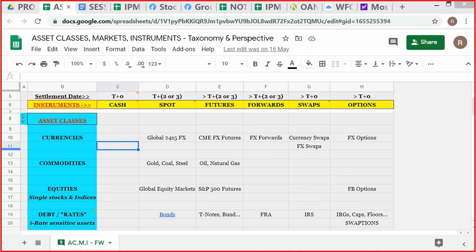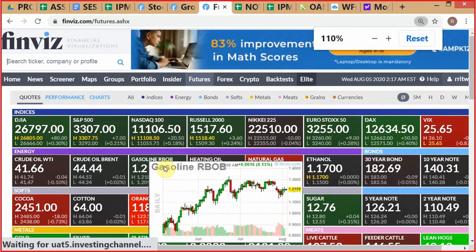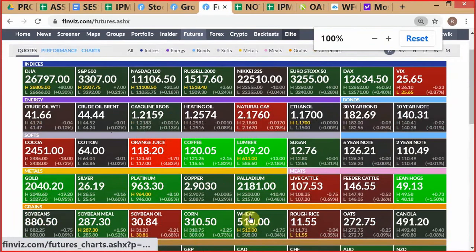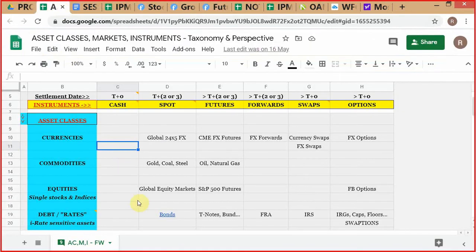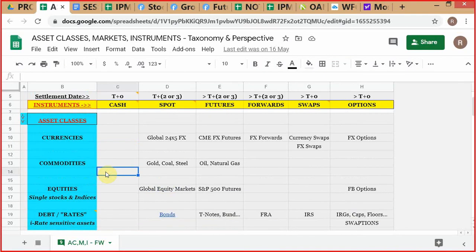Right. Now, an asset class is essentially a category of markets. The way we do asset classes is there are basically 5 major asset classes, which I have defined here in this framework. You will be able to launch this framework from your notes. So in this framework, we have talked about 5 major asset classes.